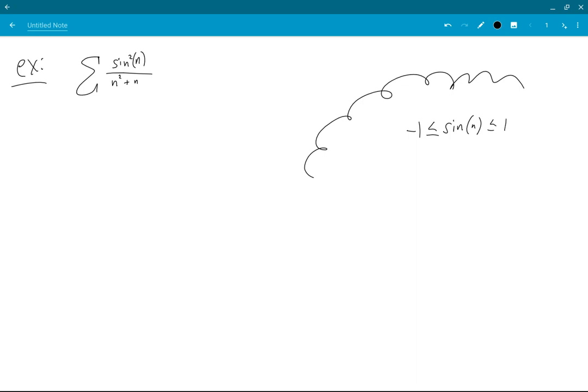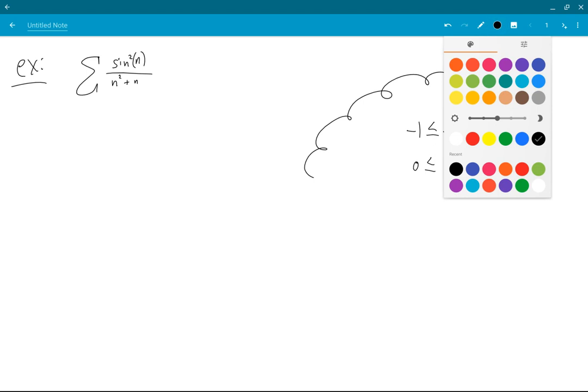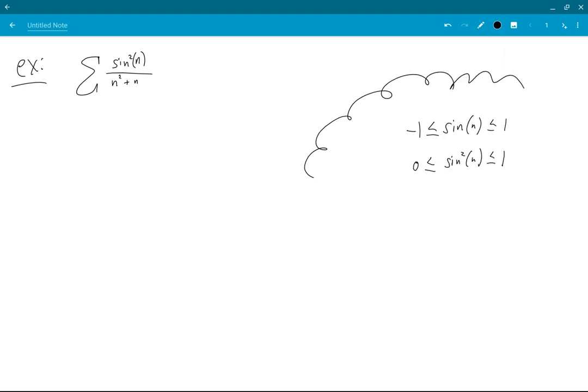Well, I'm thinking comparison test. Comparison test requires an inequality. And what inequality do I know involving trig or involving sine? Well, it's this one right here. When you square, you get something between 0 and 1. And n is an integer, so if you think about it, this is actually strict here. It's also strict here.